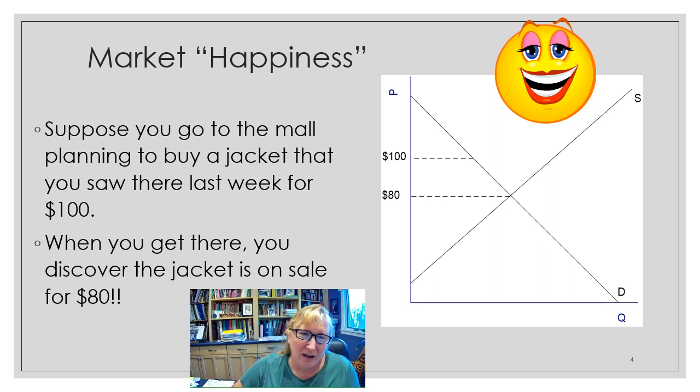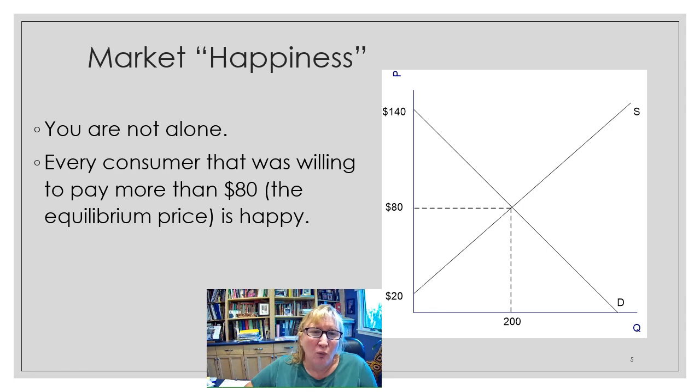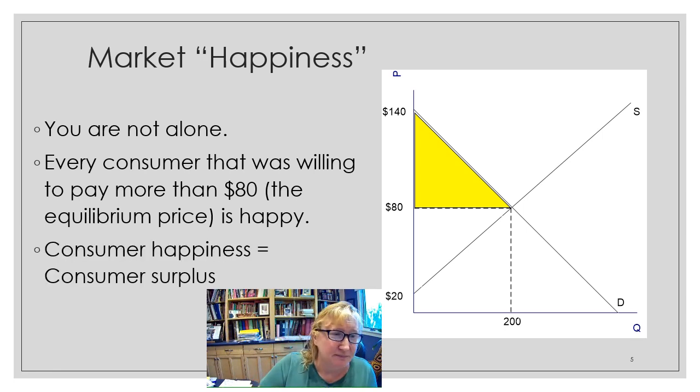What we're talking about is the fact that anybody who was in the market that was willing and able to pay more than $80 for that jacket gets that same happiness from the market. Every customer that was willing to pay more than $80, which is the equilibrium price, is happy. And so we can actually measure that happiness by looking at the yellow triangle here. As I said, consumer happiness is known in economics as consumer surplus.